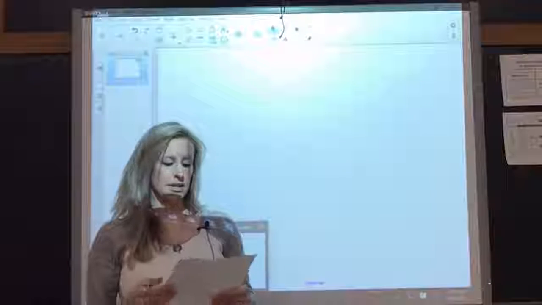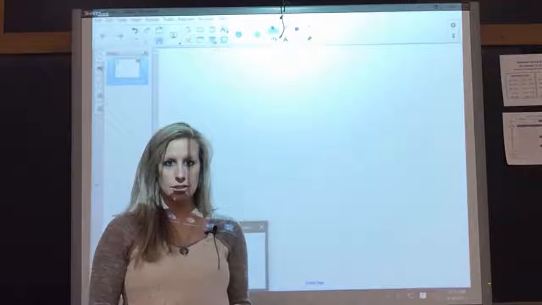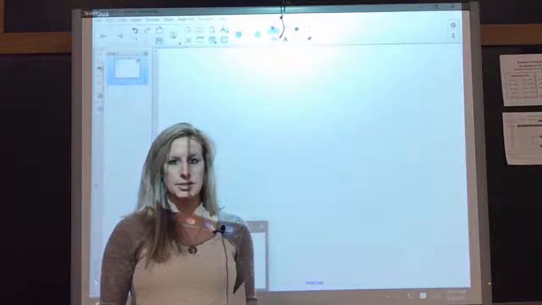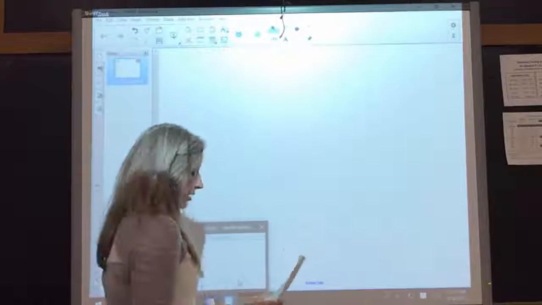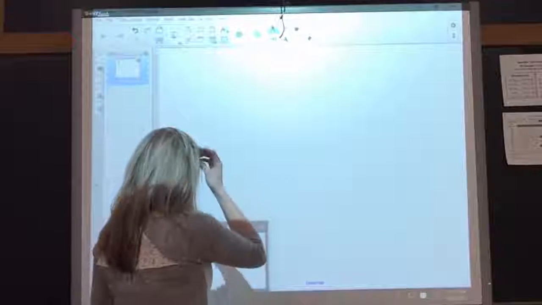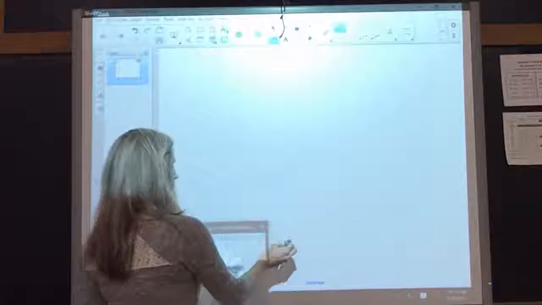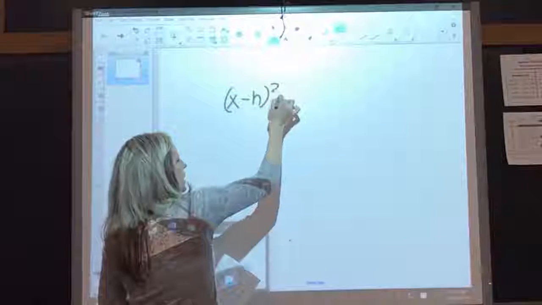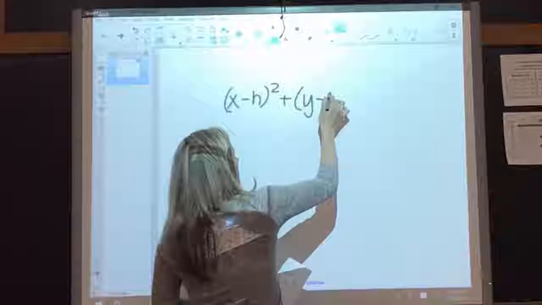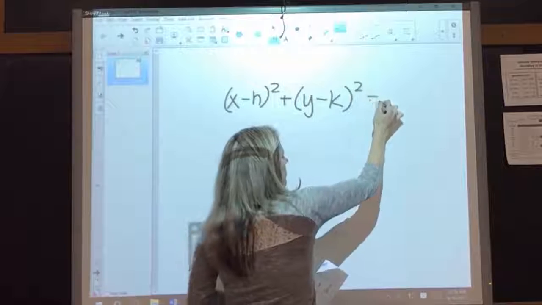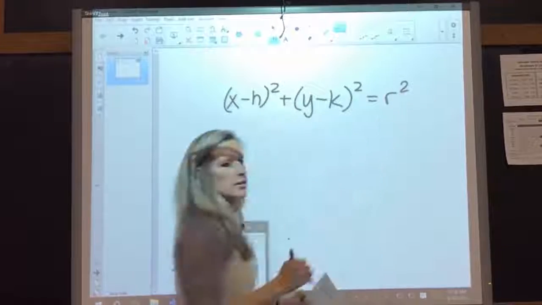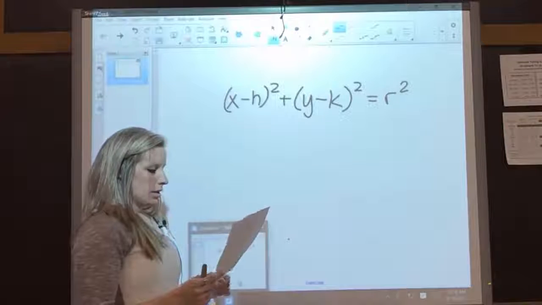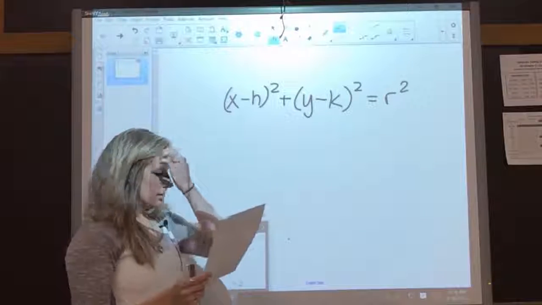Okay, today we're going to talk about writing equations for circles. So you want to write your equation in standard form. It's the easiest. So standard form for the equation of a circle is x minus h squared plus y minus k squared equals r squared. So that goes in a little box on your notes. And we talked about it yesterday.